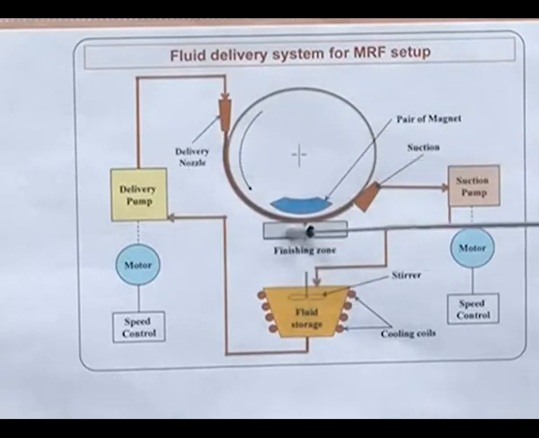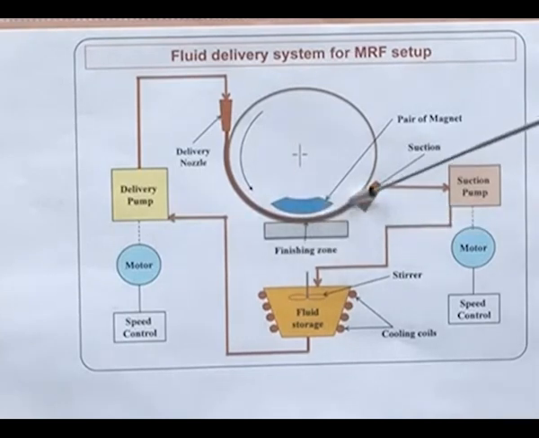Here the workpiece is fixed. When the magnetic field is applied either by permanent magnet or electromagnet, the MRF fluid gets stiffened due to the presence of magnetic particles. When the stiffened MRF fluid comes in contact with the workpiece surface, it creates a finishing zone, which is given here, where the material removal takes place due to interaction between the stiffened MRF fluid and the workpiece. After that, the MRF fluid is collected from the carrier wheel by the suction pump.